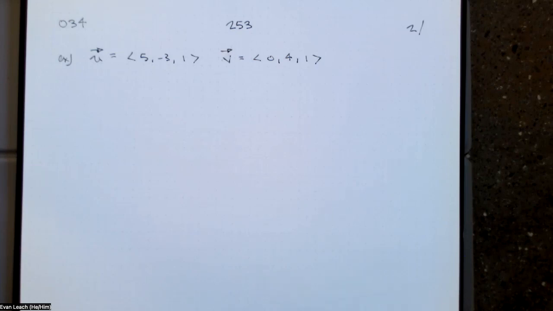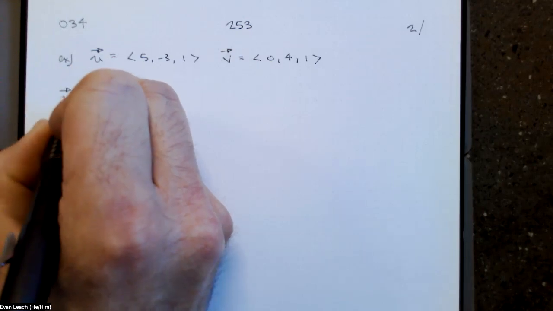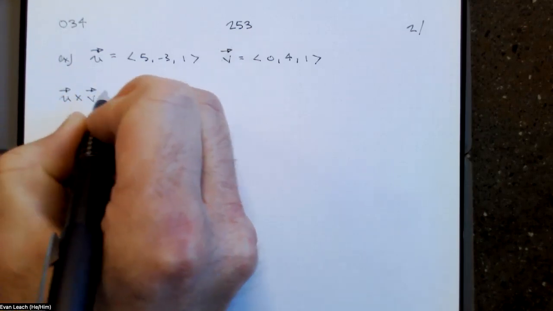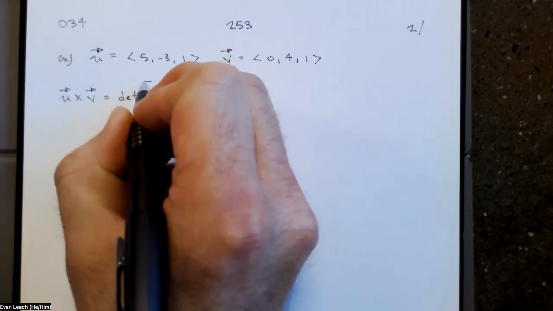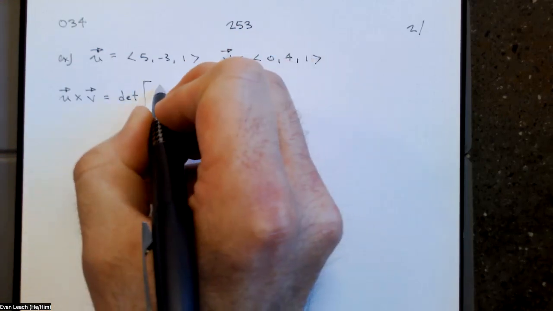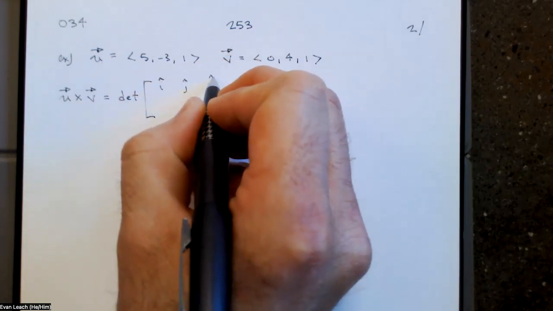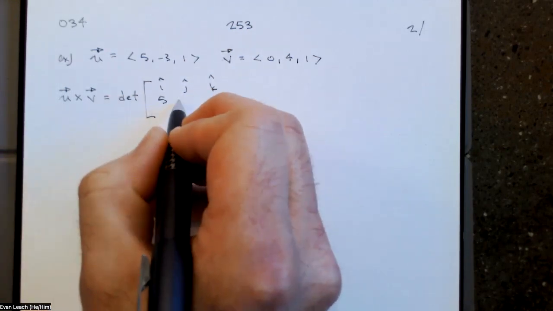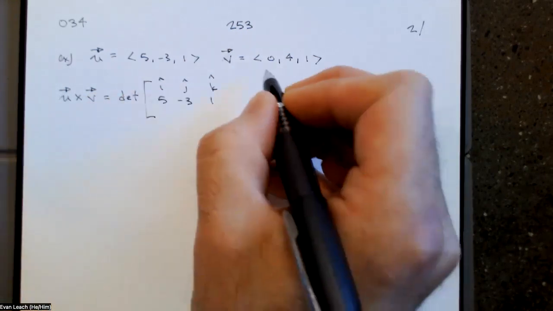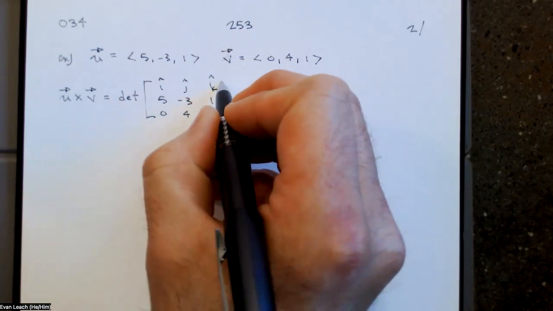Anyway, let's find u cross v. I need a vector perpendicular to these two vectors. It's going to be the determinant of the matrix. Across the top, we'll put i, j, and k. And my first row will be the first vector listed, 5, -3, 1. And the second row will be the second vector listed, 0, 4, 1.